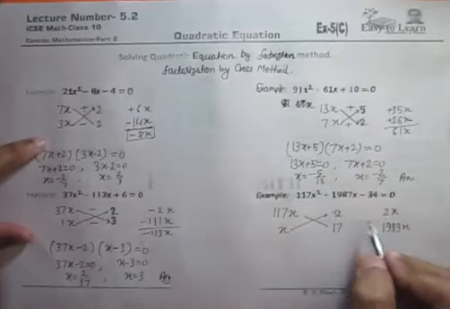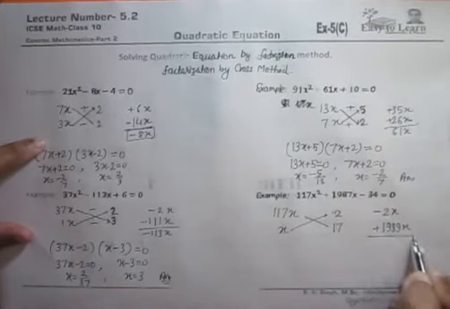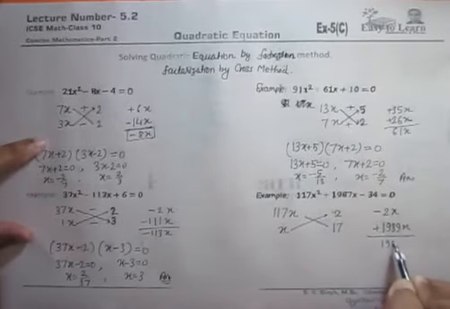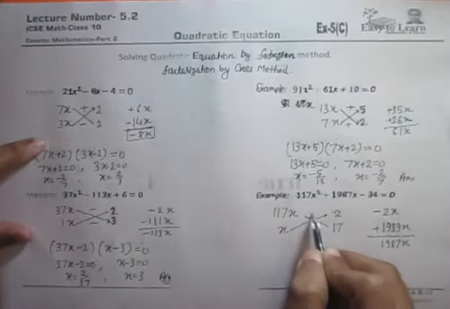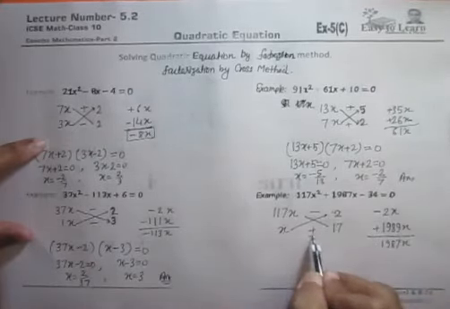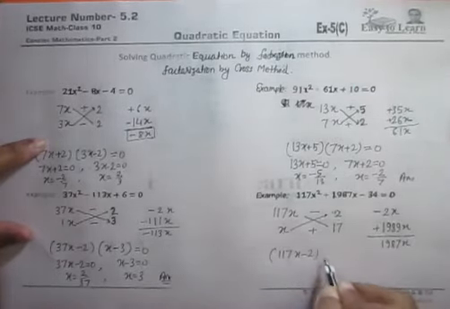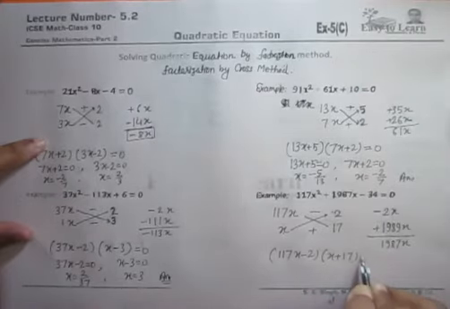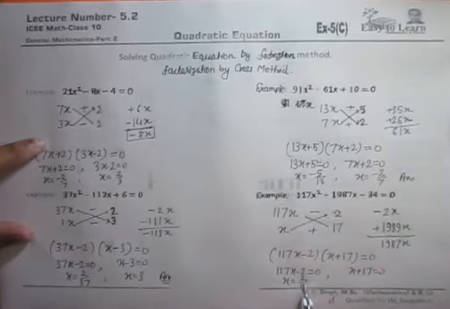1987. So to get this value, this must be minus and this must be plus. Then only the sum will be 1987x. So put this minus here and this plus here. So one factor will be 117x minus 2, and the other factor will be x plus 17 equal to 0. So 117x minus 2 equal to 0 and x plus 17 equal to 0. So x is equal to 2 by 117, and x is equal to minus 17.